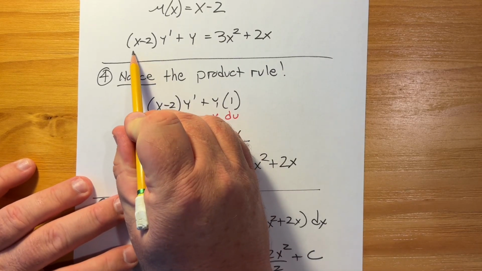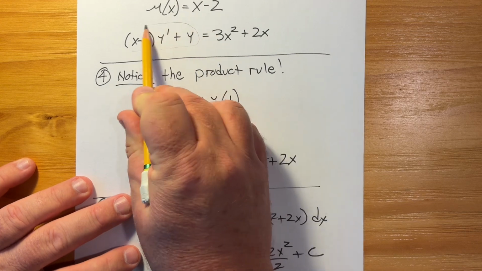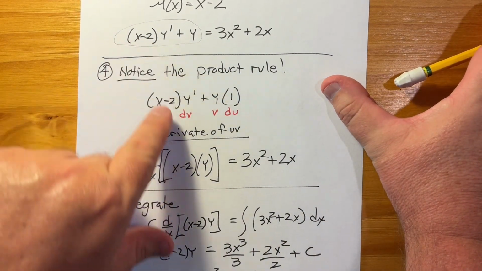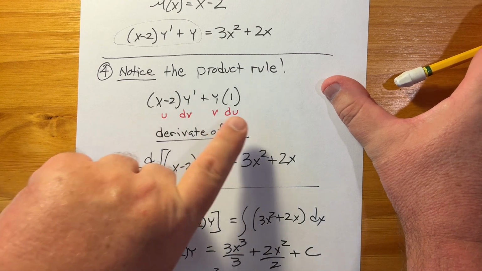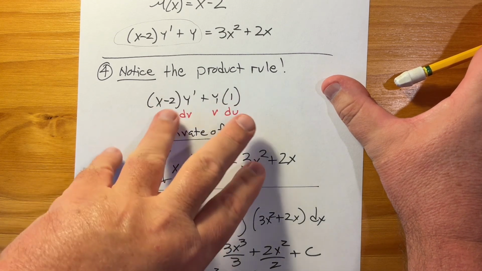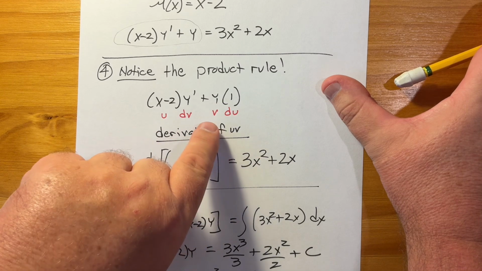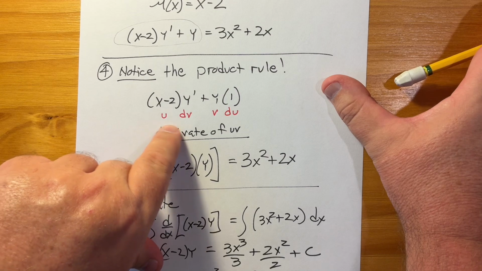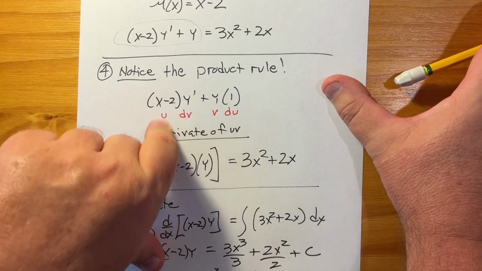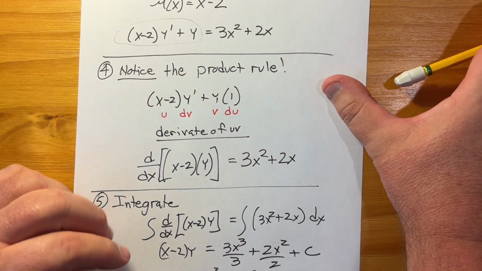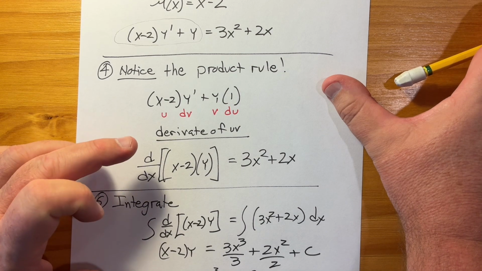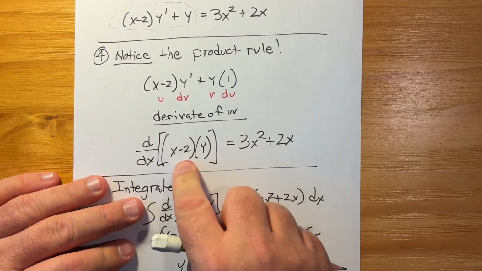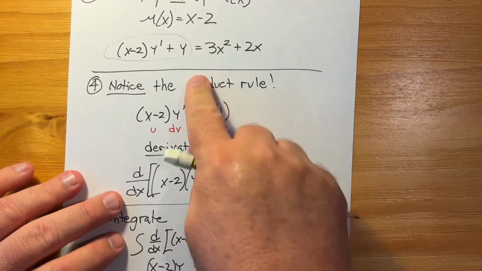On the left, do you see this thing right here? This is actually the product rule. So if this was my u, wouldn't my du be 1 for this u? And if this is my v, wouldn't that be my dv? So notice I literally have u dv plus v du right here. Well, what is that? That's the derivative of u times v. So right here I have the derivative of u times v equals this thing.